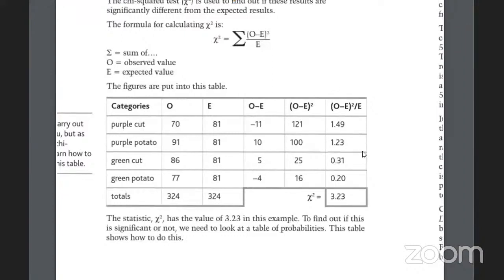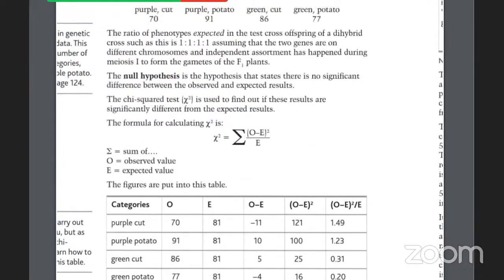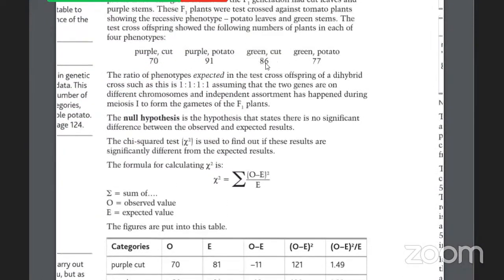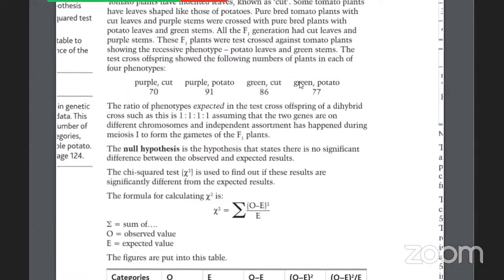Yes, sir. All right, so this is the formula. So that means sum of observed minus expected. So this one is a dihybrid cross. In this particular example, they were describing tomato plants. So remember, in dihybrid cross, we are doing two types of traits. So in this one, it was purple cut. So these are the two traits. Their expectation was a 1-to-1-to-1 ratio.